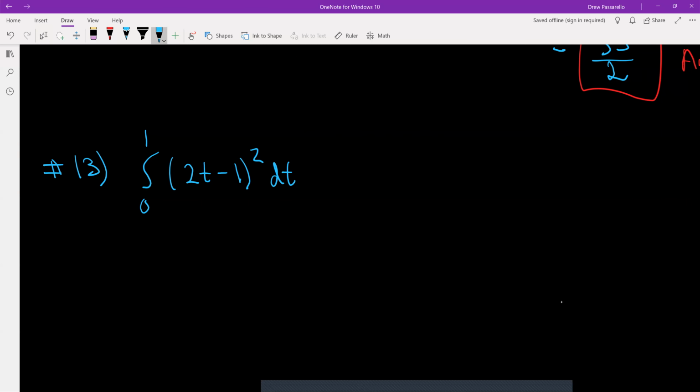And when you expand it, that's going to be 4t squared minus 4t plus 1. All right, so I expanded it like that. And I know I got to integrate each piece.